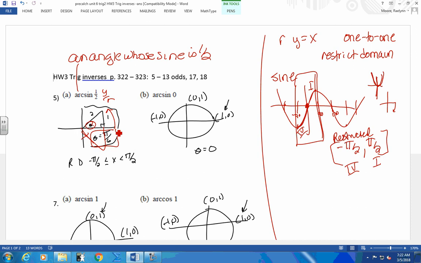Is the positive 90 degrees included? Yes, on this one, yes, because you have sine at 90 degrees. Your sine at 90 degrees is 1. Your sine at negative 90 is negative 1. So therefore, your range is still negative 1 to positive 1.